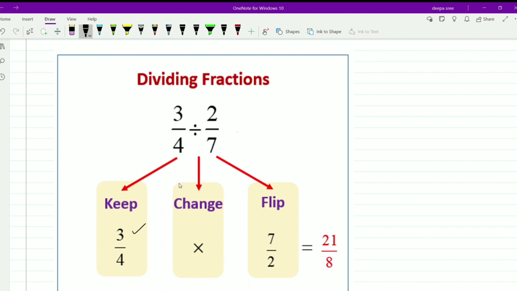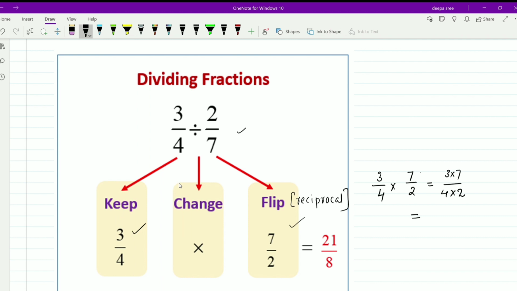And the second fraction, that is 2 by 7, you have to flip it, or you have to take the reciprocal. We already studied reciprocal of the fraction. Now we should do the simplification. Multiplication of fraction already we studied. So 3 by 4 multiplied by 7 by 2 is equal to 7 into 3. Multiply the numerator and multiply the denominator. If possible you can reduce, then you can reduce it and write that. So here not possible to reduce.